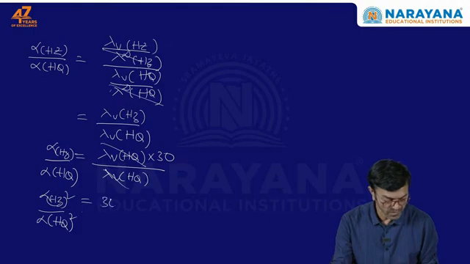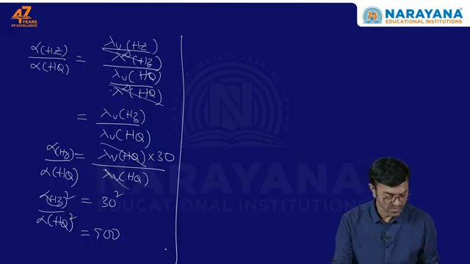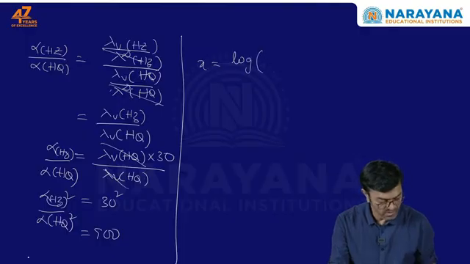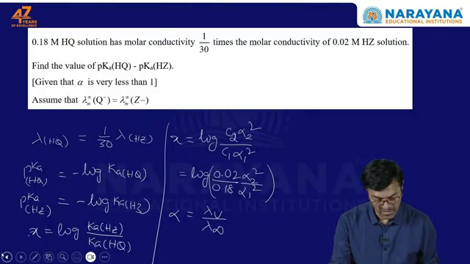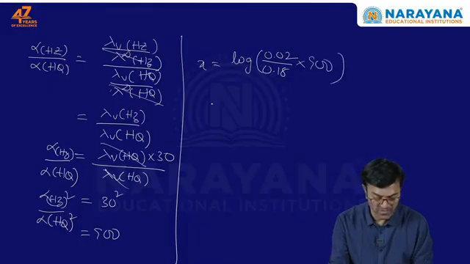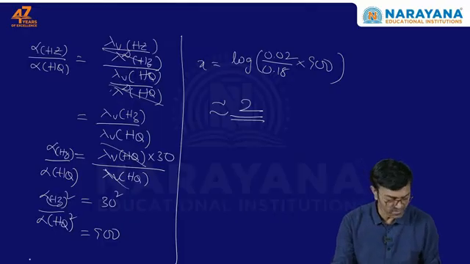which is 900. So substitute this value back in the previous one, that is x is equal to log of 0.02 by 0.18, and square we got it as 900. After solving entire thing, you will be getting approximately 2. That will be the answer.